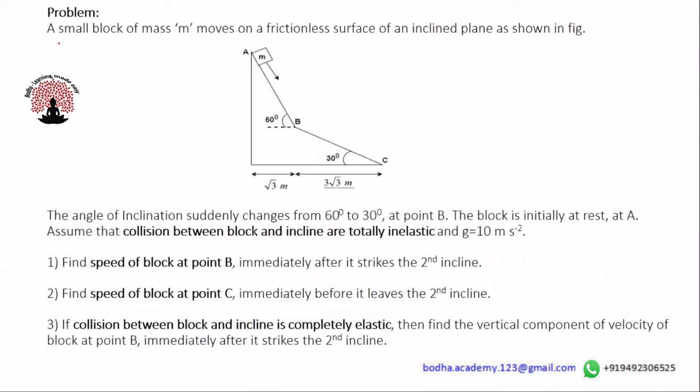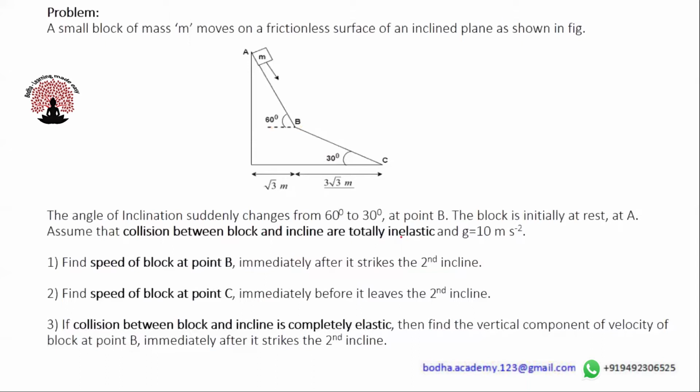Today we will be discussing a problem related to collision. This problem was asked in the IIT 2008 examination. Now in this problem, a block of mass m slides from A to B and then from B to C. A to B is an incline of 60 degrees with the horizontal and B to C is another incline of 30 degrees with the horizontal. We want to find the speed of the block at point B and the speed of the block at point C if the collision is an inelastic collision.